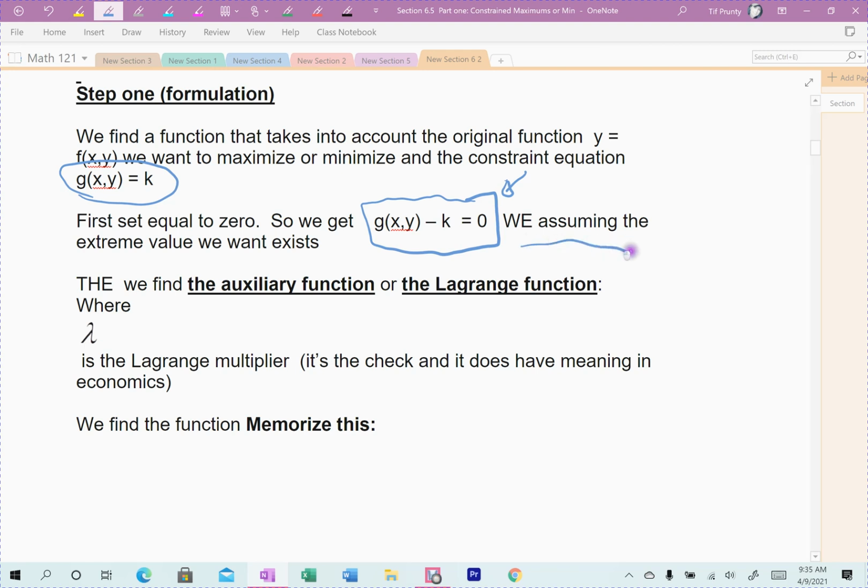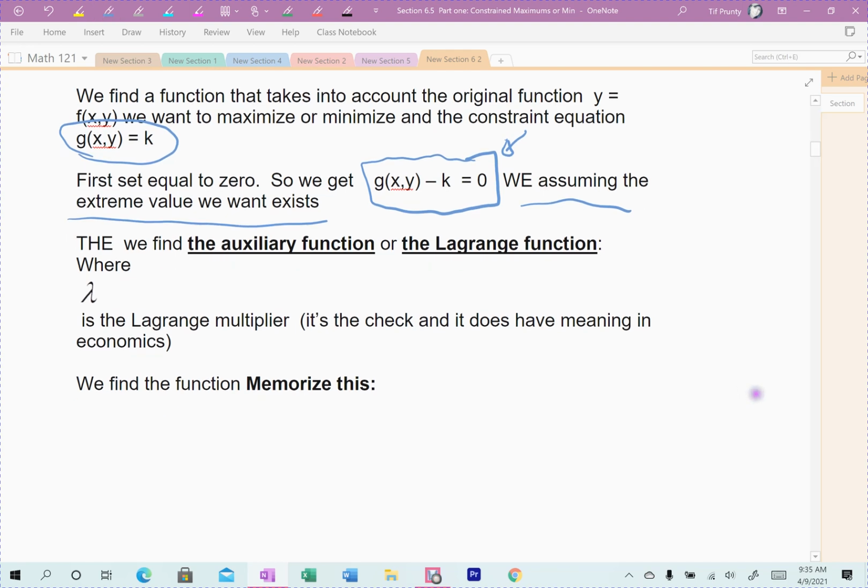Then the second thing is we assume the extreme value exists. That's a fairly large assumption, but for our examples that will be true. And then we introduce a new variable called the Lagrange variable in our function. It's a Greek letter because mathematicians just like Greek letters. It's the lowercase lambda, the Lagrange multiplier. And what the Lagrange multiplier is, it's sort of a check. It would be the way we'd check that we're getting the optimum value.